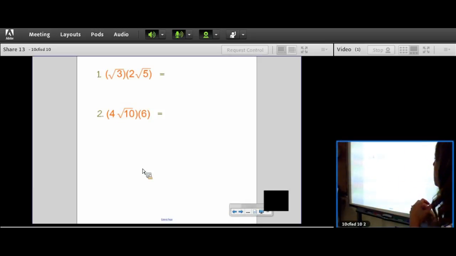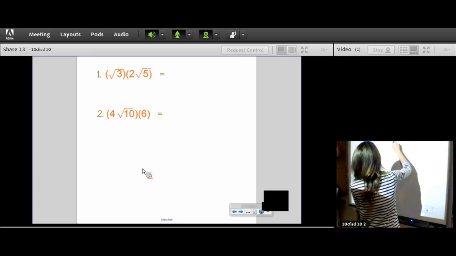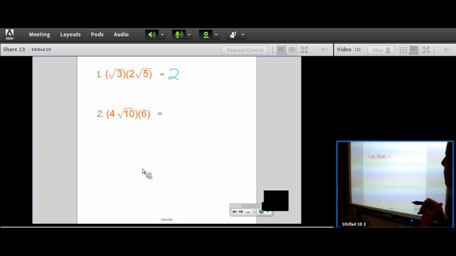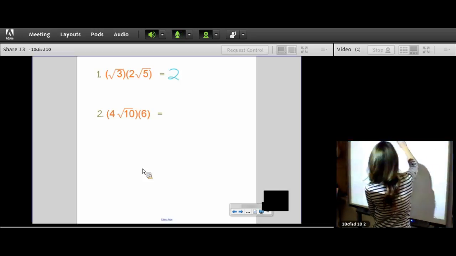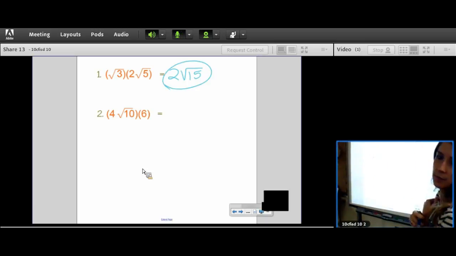Try that first one. Let's see. Multiply the numbers on the outside first. 2 times 1, 2. Multiply the radicands. Square root 3 times square root 5. Square root 15. That's all there is to it.